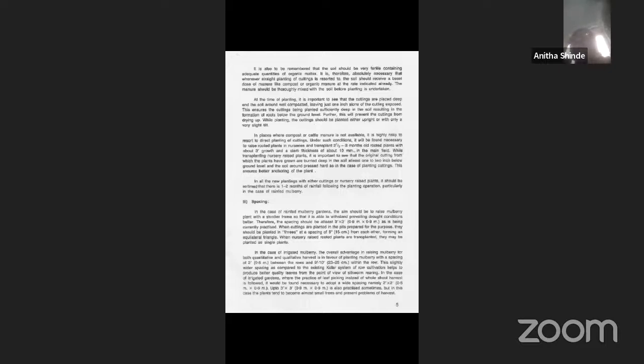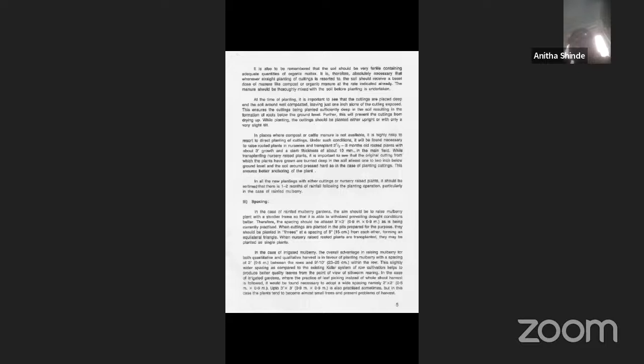Now, in the places where the compost or the cattle manure is not available, then what you need to do, it is highly risky to go for direct planting of the cuttings. So under such conditions, you should raise the rooted plants in nurseries and transplant about 3 months old rooted plants with about 3 inches growth and a stem thickness of about 10 mm in the main field.